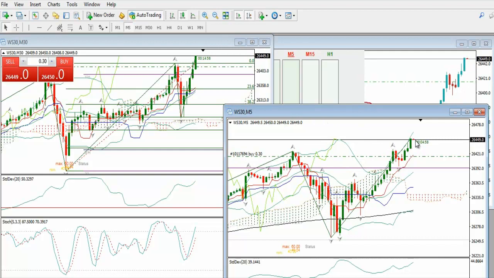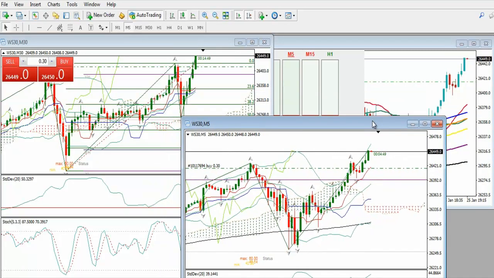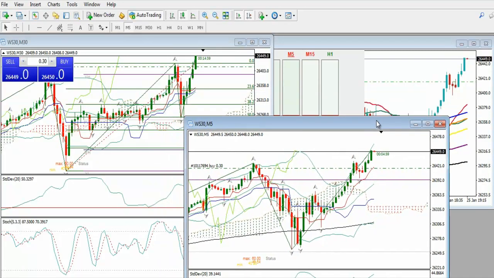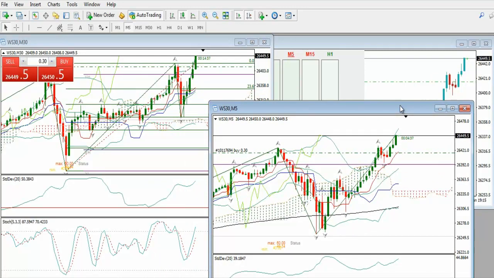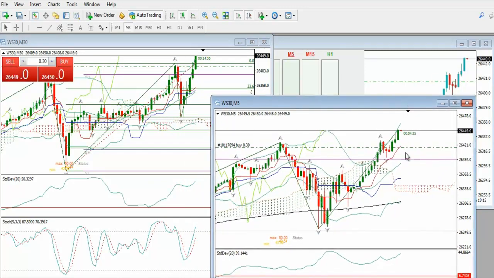I will have my eyes open, if I see a big red candle coming, maybe right here in the middle, I will start thinking about closing my position. But this beast shows no sign of weakness. It's really amazing. This market, I'm not sure where it's fueled from.